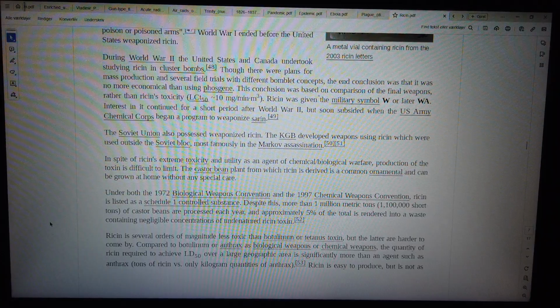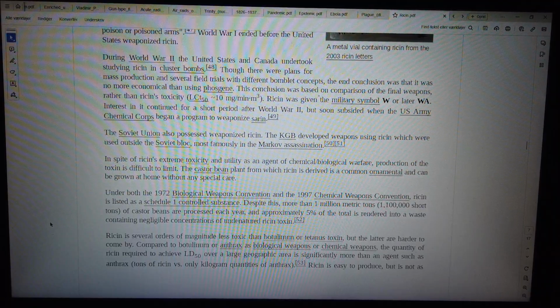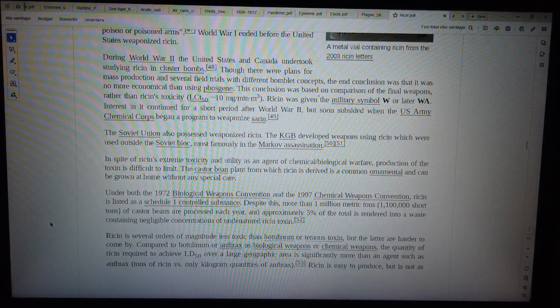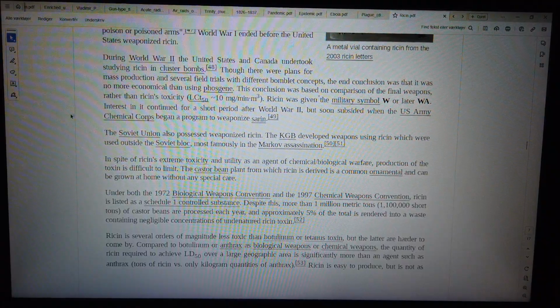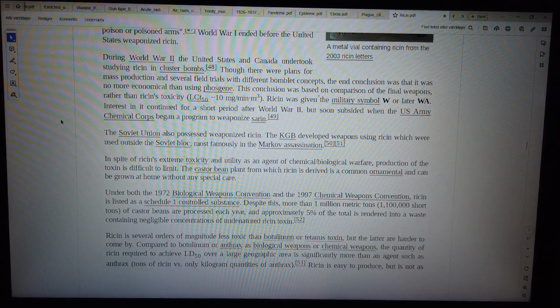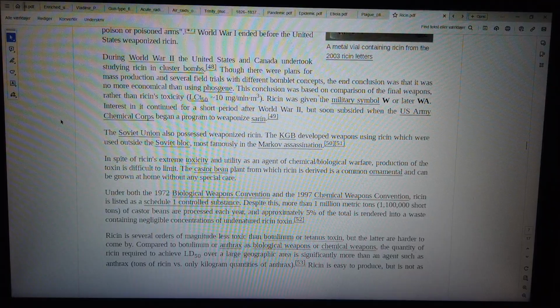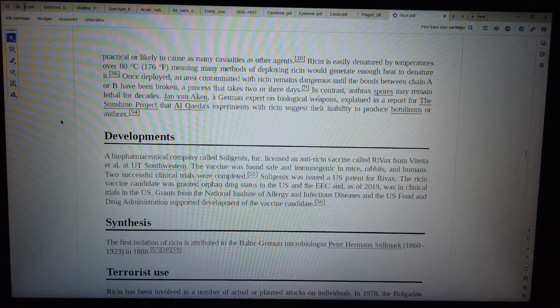Ricin is several orders of magnitude less toxic than botulinum or tetanus toxin, but the latter are harder to come by. Compared to botulinum or anthrax as biological weapons or chemical weapons, the quantity of ricin required to achieve LD50 over a large geographic area is significantly more than an agent such as anthrax. Tons of ricin versus only kilogram quantities of anthrax. Ricin is easy to produce, but is not as practical or likely to cause as many casualties as other agents.